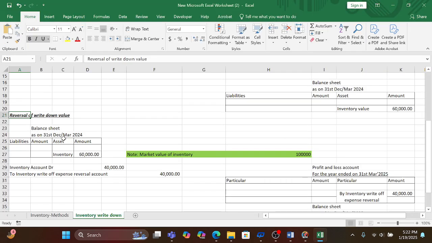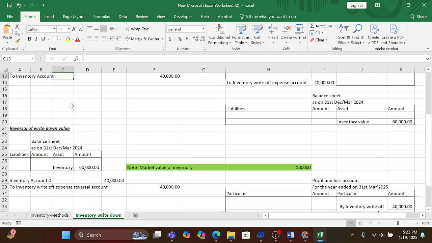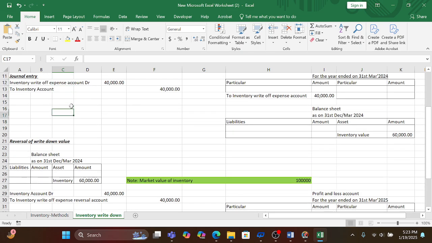I have shown that our inventory balance was 60,000 in 2024, but after some time we came to know that our balance is 1 lakh or more than 1 lakh rupees. So we will increase that amount under IFRS. We have a 60,000 balance, so we will increase that balance up to the amount of the write-off which we had done earlier, up to the amount of 40,000.